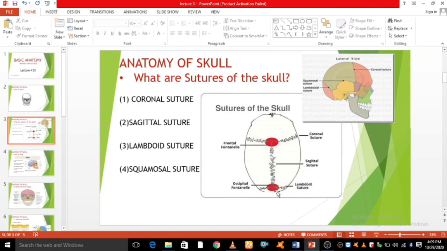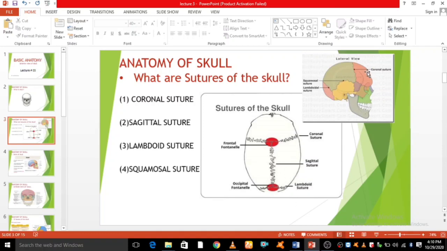This one is the lambdoid suture. The lambdoid suture is also a dense fibrous connective tissue joint on the posterior aspect of the skull that connects the parietal bones. This joint connects the parietal bone to the occipital bone, and it continues with the occipitomastoid suture. We call it the lambdoid suture.